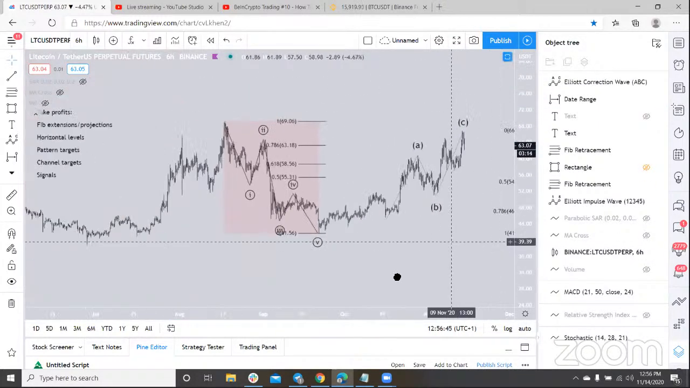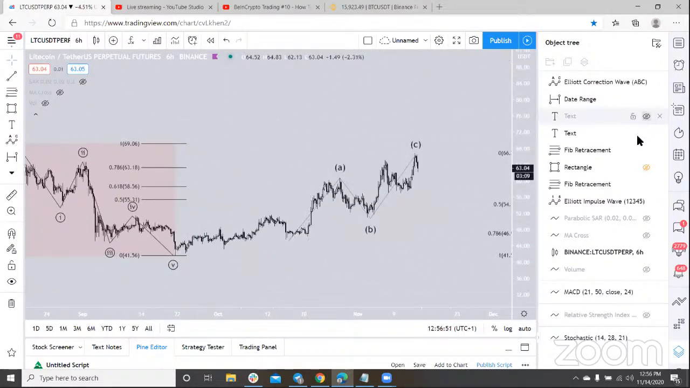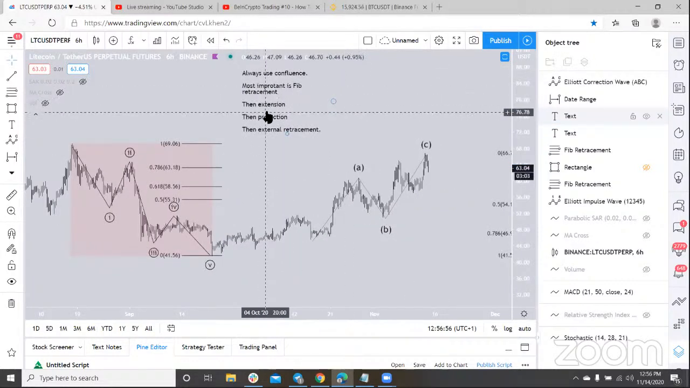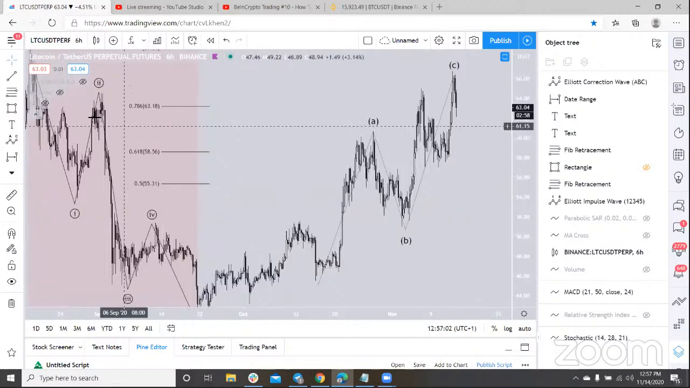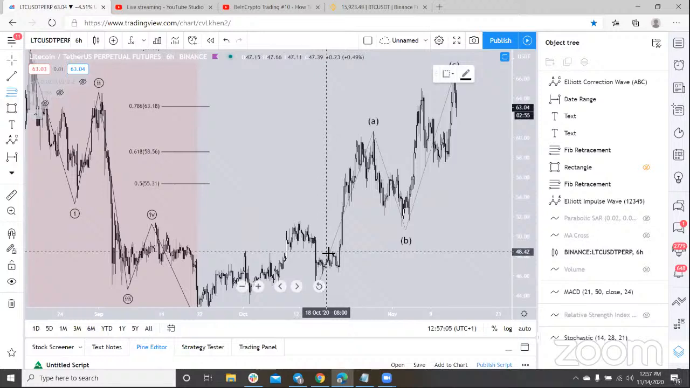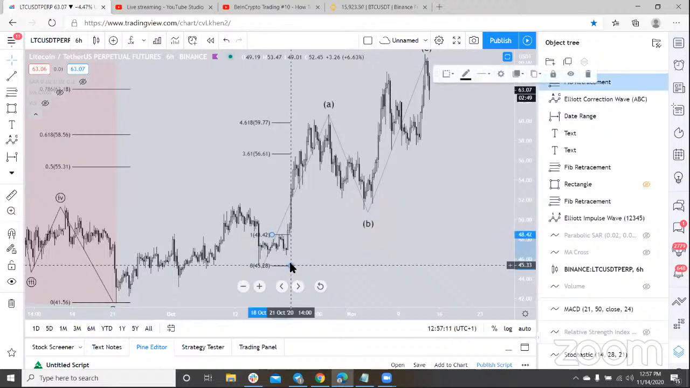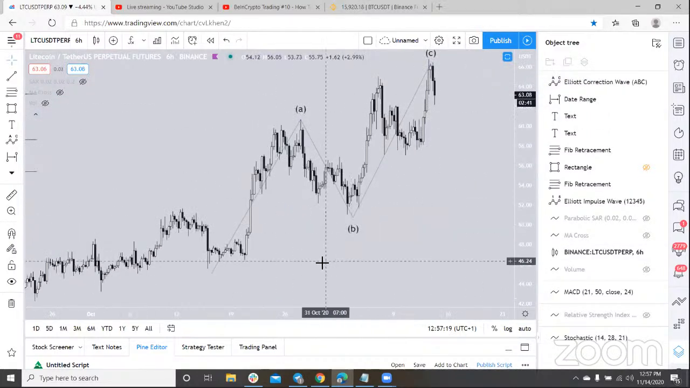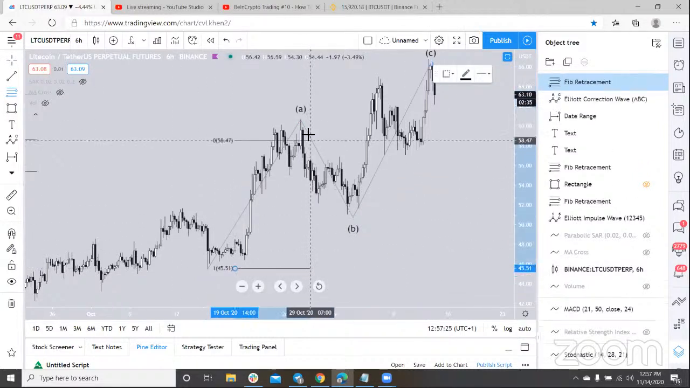Now, where's the other one? Okay. Here it is. So use confluence. The most important is retracement, then extension, then projection, then external retracement. Let's do projection. So originally we entered here, right? So we had this, and our take profit was the 461, I think. Yeah, they coincided to some extent here. Now, say that I'm looking for another entry, right? So I think this goes higher. I want another entry.